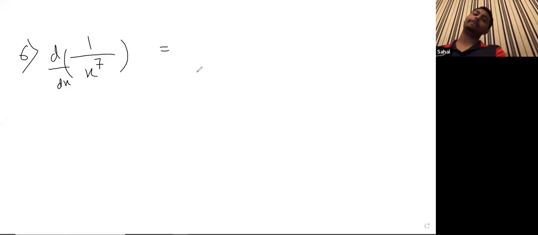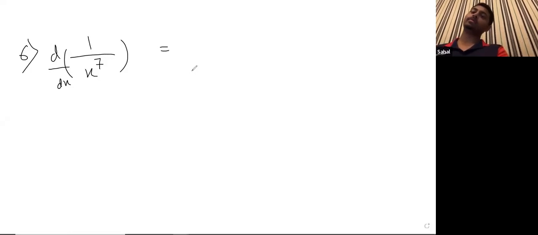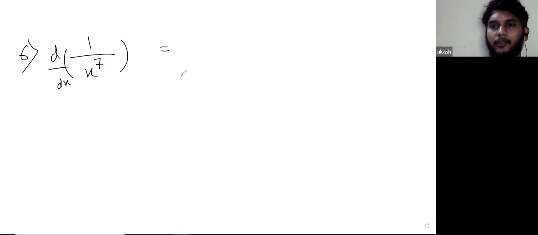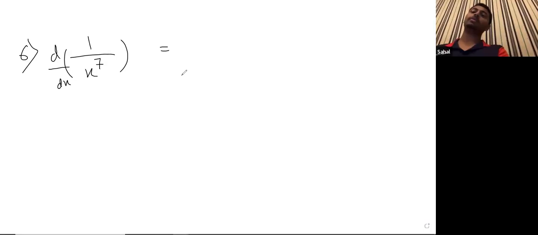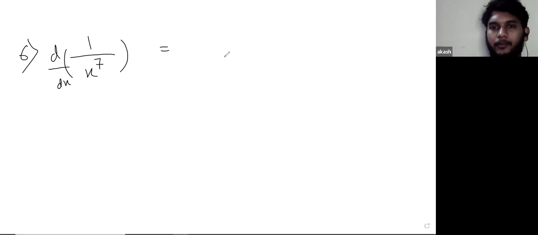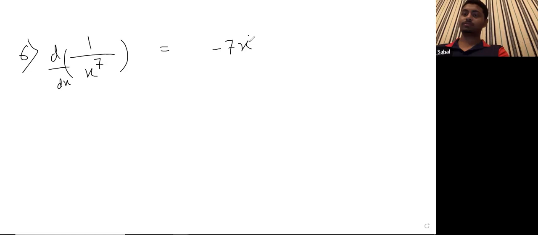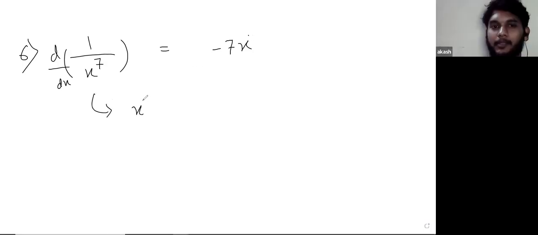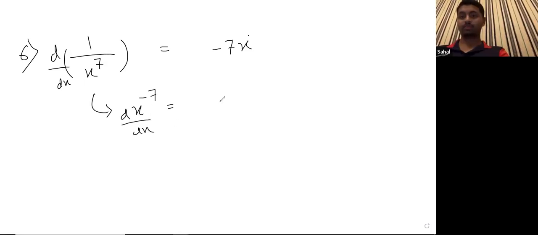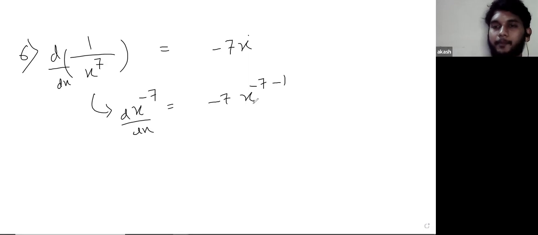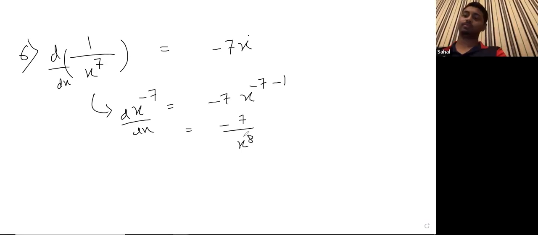Now differentiate 1 upon x raised to the power 7. You don't have to use the u by v form, you can solve this easily. This will be d by dx of x raised to minus 7. Differentiation will be minus 7 into x raised to the power minus 7 minus 1, which is minus 8. So minus 7 x raised to the power minus 8.